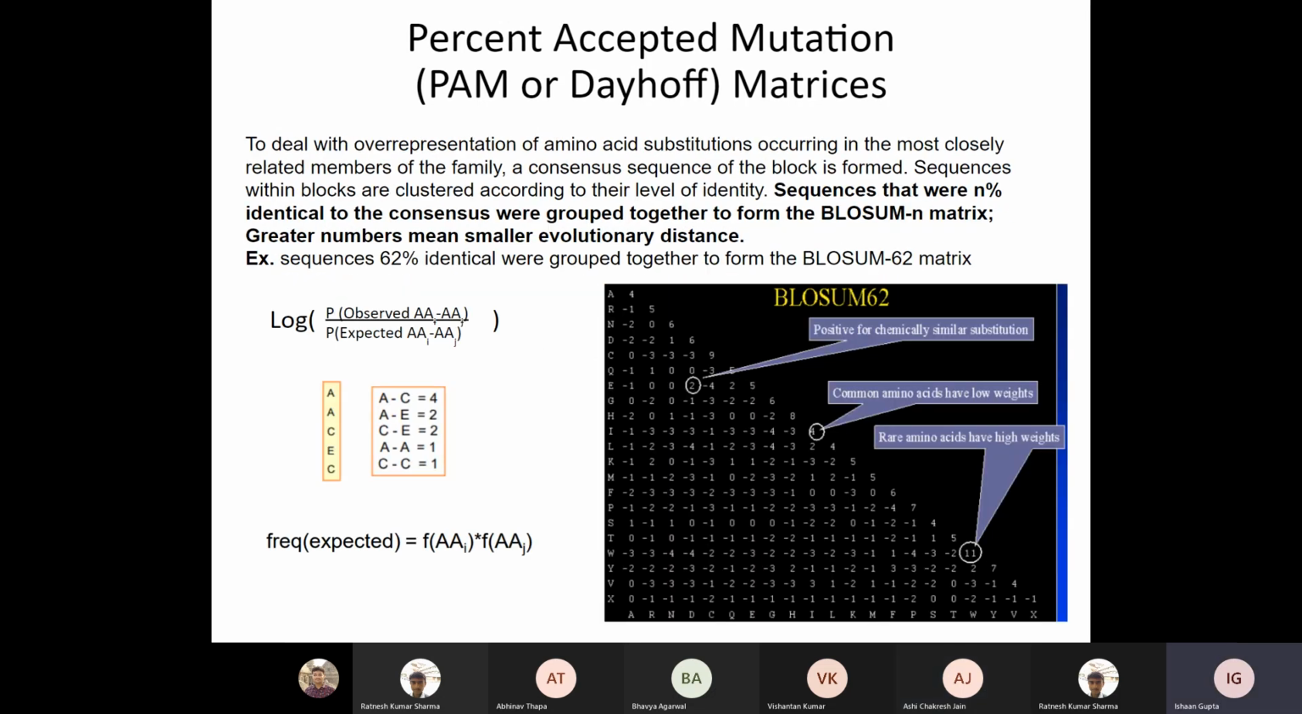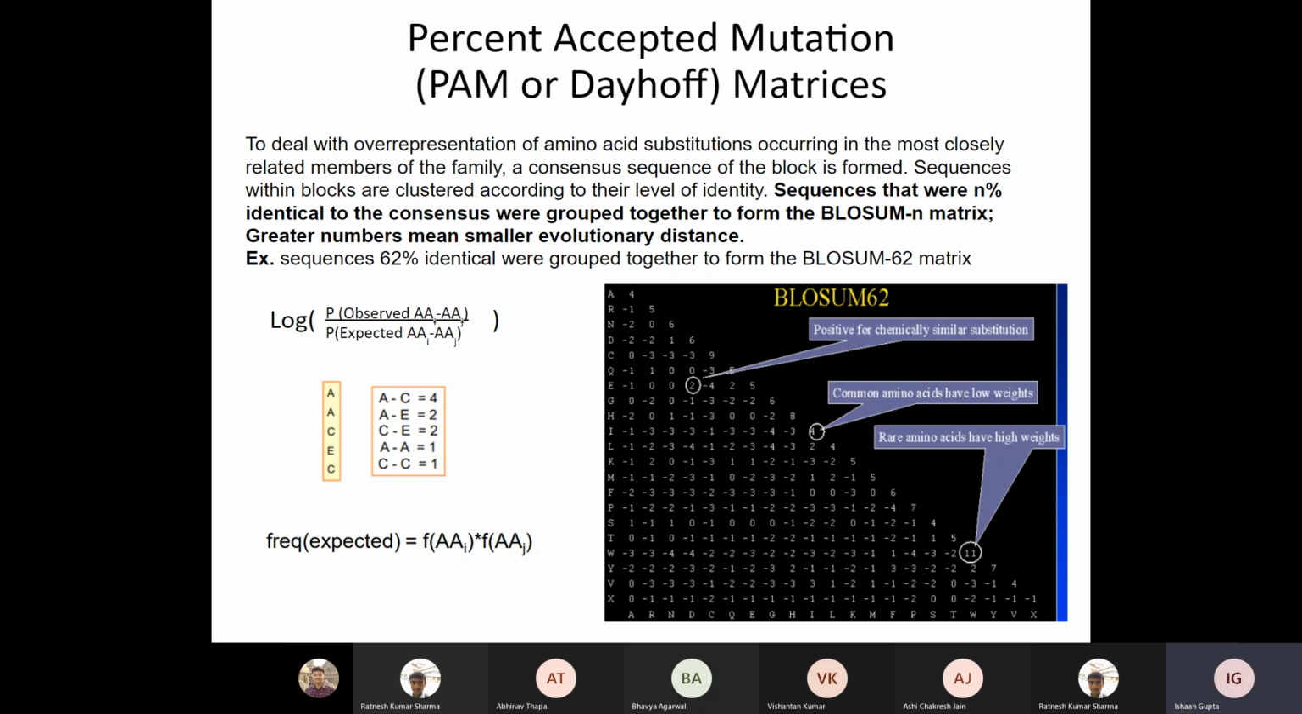Okay. So now what do we do? In order to calculate this kind of a score, you calculate the log odds ratio, which is basically the probability of the observed pairwise appearance of the two amino acid pairs. So for example, C and A, it's 4, and the expected appearance of A and C. So what would the expected appearance of an A mutation to C be in this case? So 4, right?